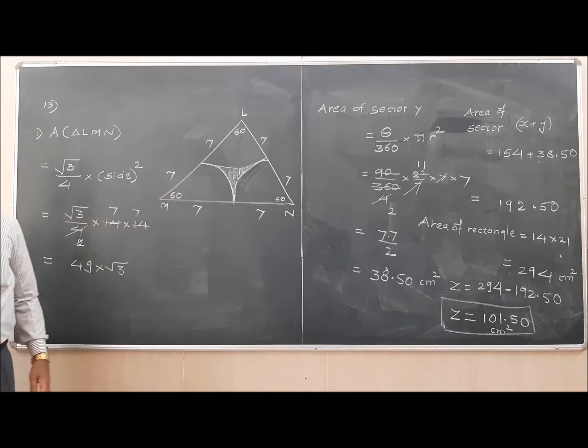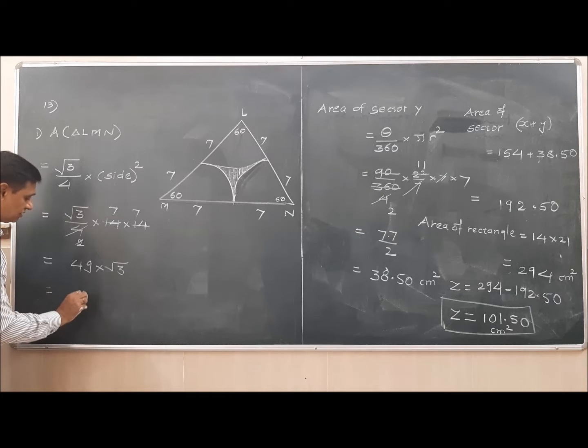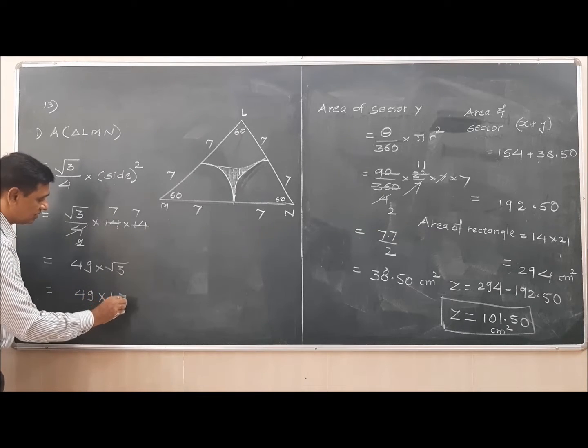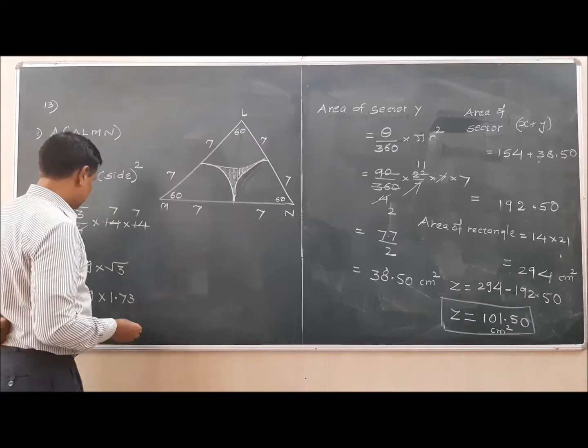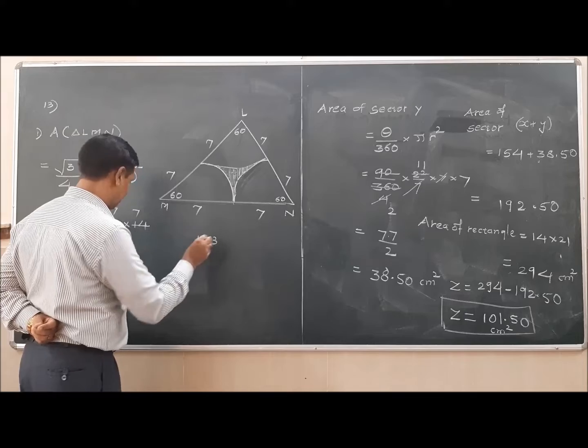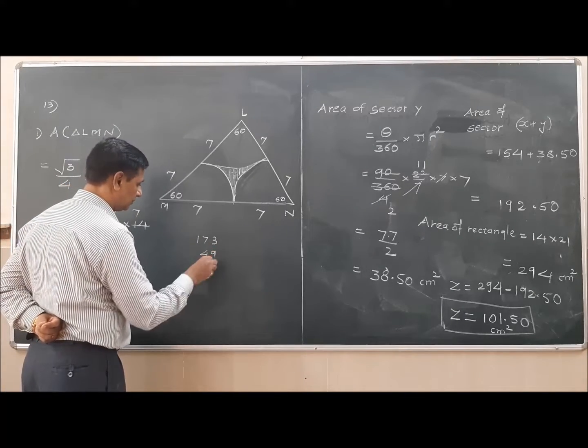But value of √3 is also needed. They have not given us the value of √3, but we must know the value of √3 as 1.73. Now I am going to calculate, after substituting the value of root 3, that I multiply 1.73 by 49 and let's see what value I get. So 173 clear number I will take, multiplied by 49.